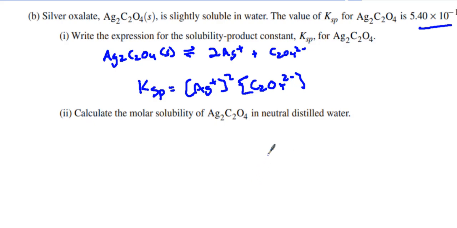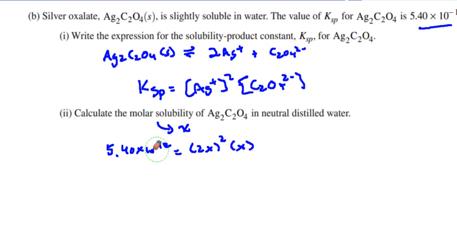And we're next going to find the molar solubility in distilled water. So this is not a common ion problem. This is distilled water. We know the Ksp was given. We're looking for the molar solubility, which is x. The Ksp is 5.40 times 10 to the -12, and that's going to be equal to 2x squared times x, because it is a 2x to 1x ratio, the 2 silver ions to the 1 oxalate ion. This is 5.40 times 10 to the -12, which means this is a 4x cubed problem. How are we going to do this algebraically? Divide by 4, cube root it, and that gives you what x is.